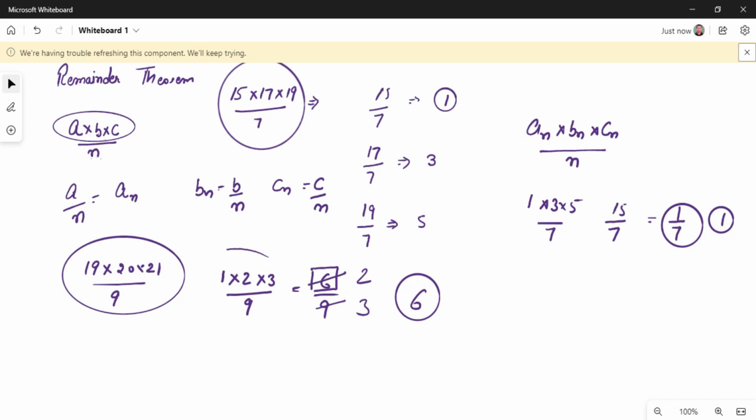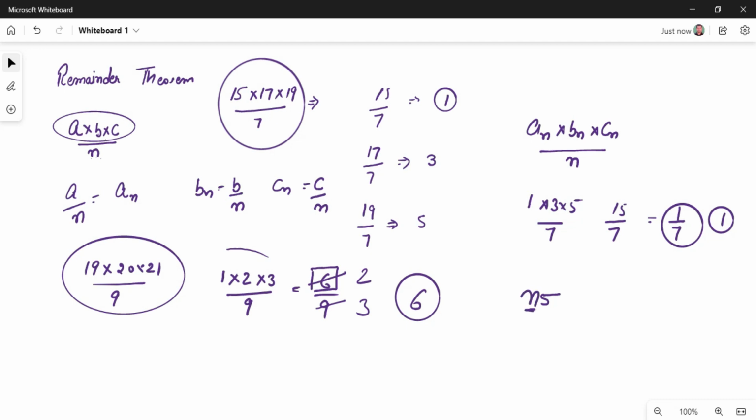This is how you can find out the remainder using the remainder theorem. We have an observation from mathematics. Let's say we have a 5 at the unit place, for example n5, where n may be any number between 1 to 9, and you have to find out the square of this number.